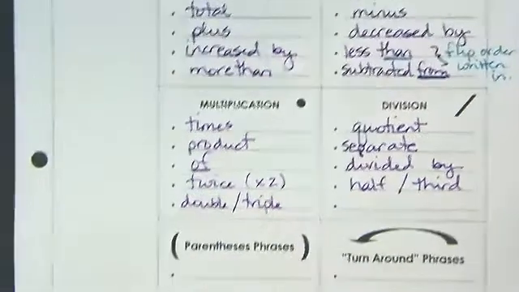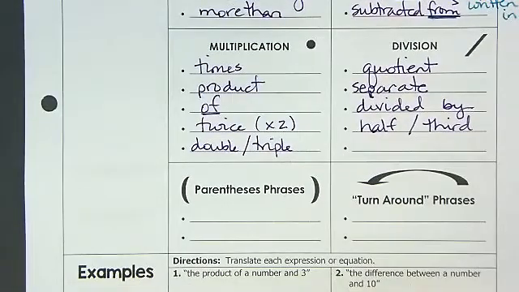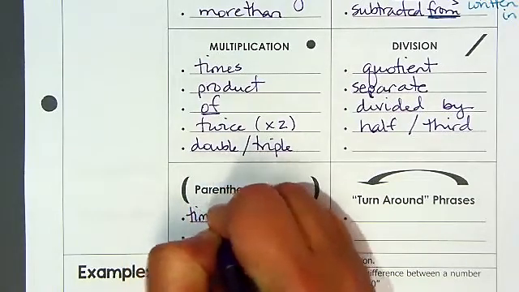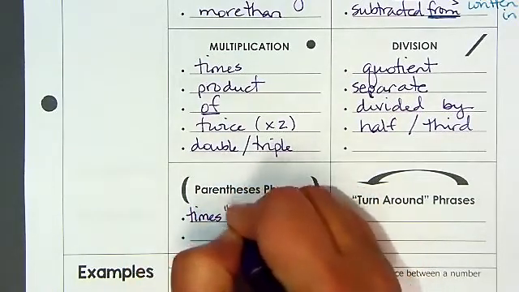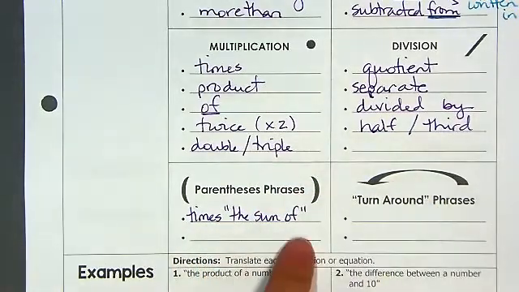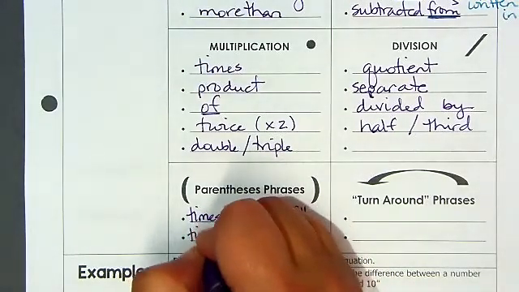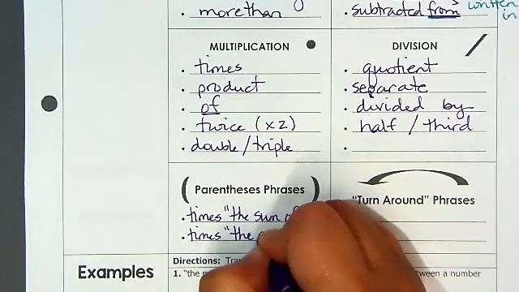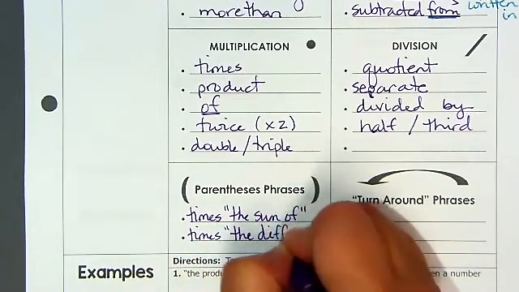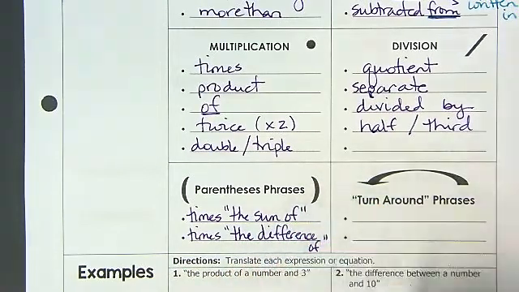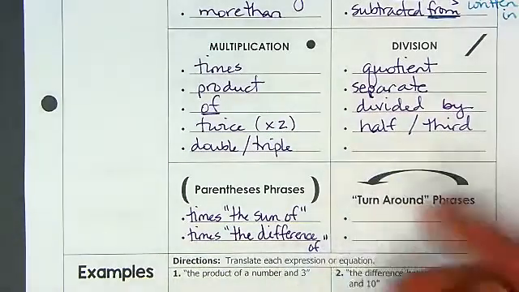Okay, so clues to use the parentheses, okay? When it says times, this is important, the sum of, that means I'm putting what it's talking about inside of parentheses. If it says times the difference of, or between.